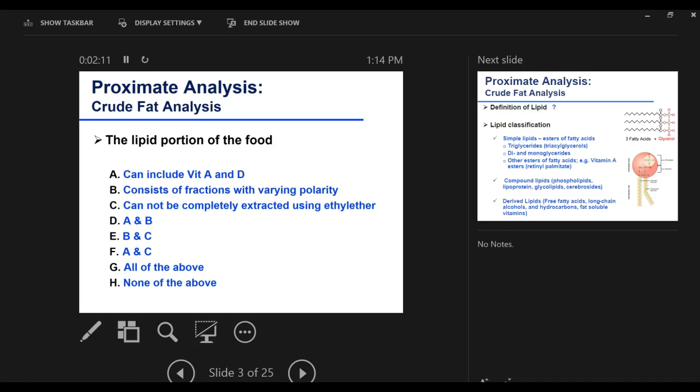So the lipid portion of food can include vitamin A and D, consists of fractions with varying polarity, cannot be completely extracted using ethyl ether. Again, a combination from what you know from food chem. This won't fly very good, so I want to see where it falls. Okay.